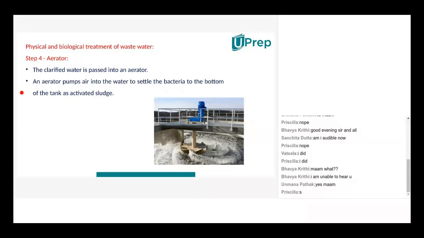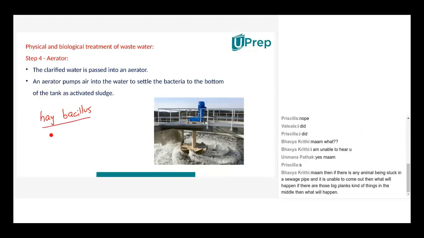Correct. Okay, so just to give you Bhavya, there is this bacteria called Hay bacillus. Hay bacillus is a very potent bacteria. Alna had asked the question. So Hay bacillus is a bacteria which can be added to that sludge to break down that sludge into smaller particles. Correct? So Hay bacillus is also known as the grass bacillus.